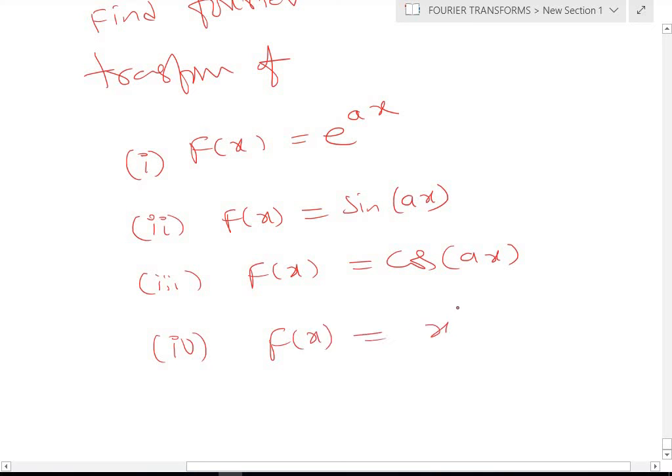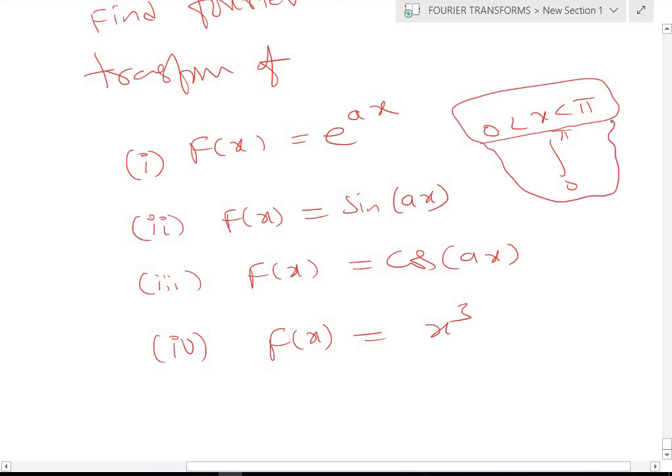f of x is equal to x cube. In all the cases you take the limits from 0 to pi, that is 0 less than x less than pi. The limits of integration will be 0 to pi. You try all these questions.